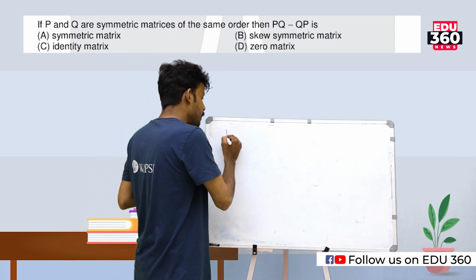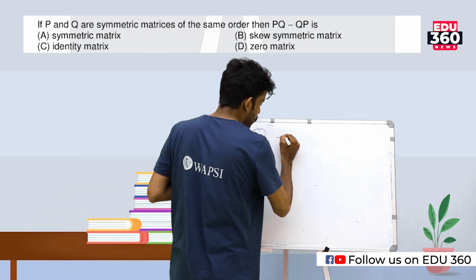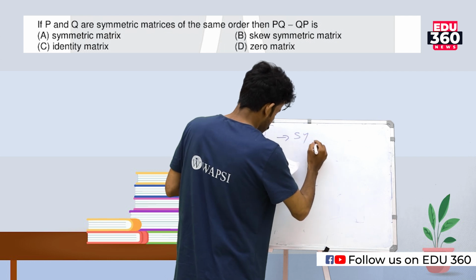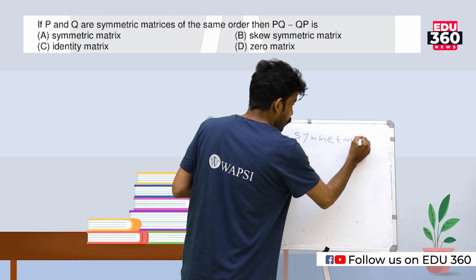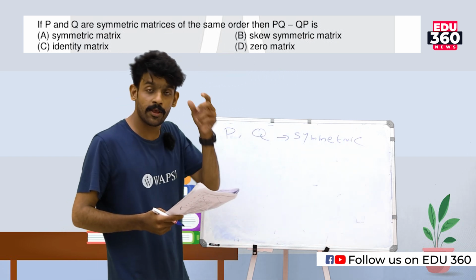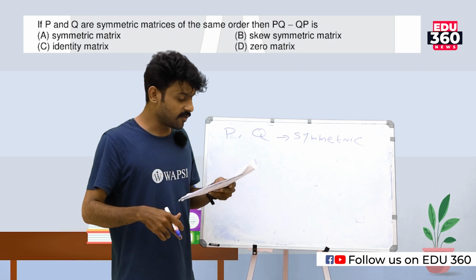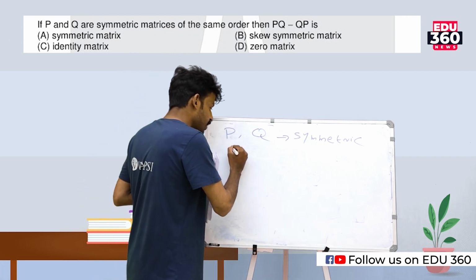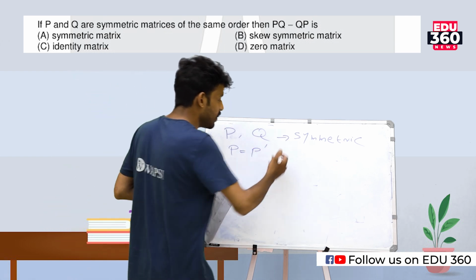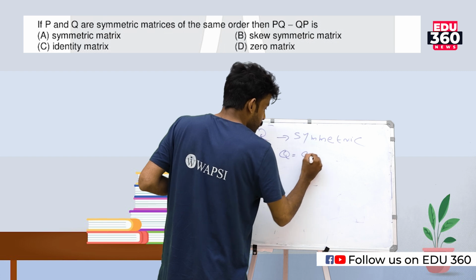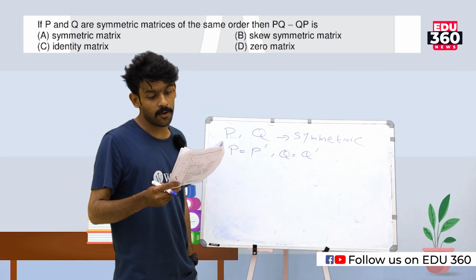It's already given that P and Q are symmetric matrices. So what is a symmetric matrix? P transpose is equal to P is known as a symmetric matrix. So we can write P is equal to P transpose. This is the condition for a symmetric matrix, and here also we can write Q is equal to Q transpose. Okay, so in the given question we need to find PQ minus QP.